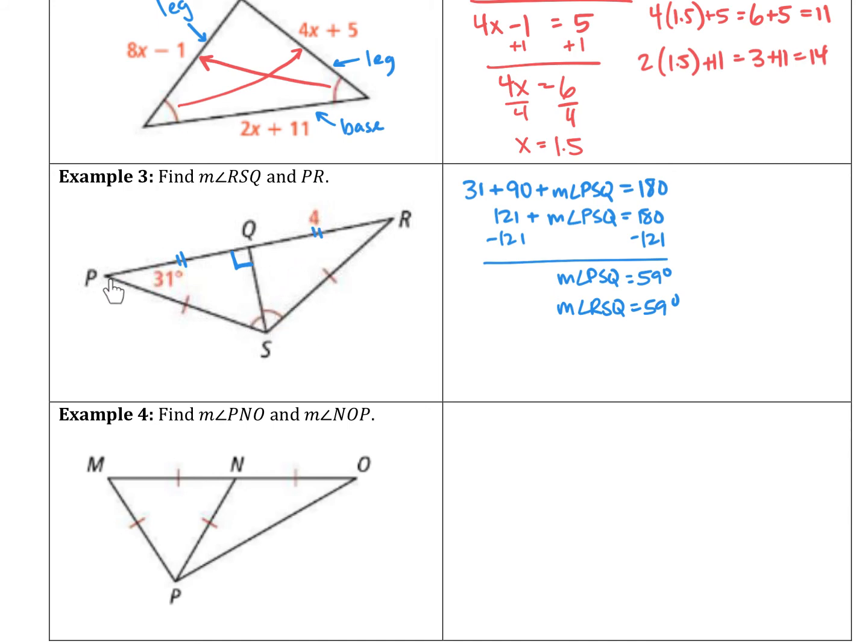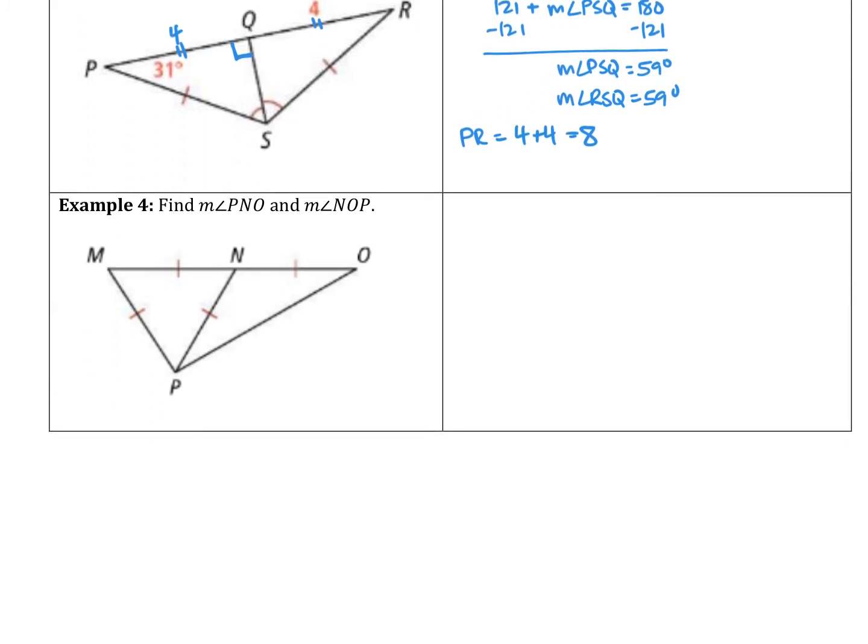The other answer is to find the length of PR. Well, now I can see that if this side from Q to R is 4 units long, then from P to Q would also be 4 units long, and the length of PR would just be 4 plus 4, or 8. So there I've answered both parts, and I use that idea that the bisector of this vertex angle is going to be the perpendicular bisector of the base.